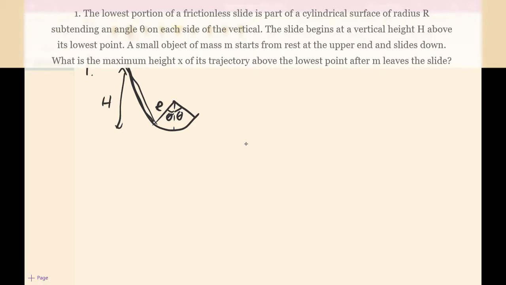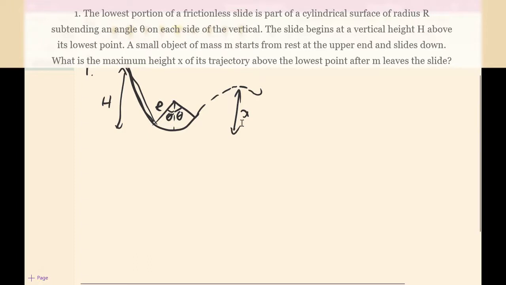First we drop a small object of mass m from rest at the upper end and let it slide down. Then we want to find the maximum height x of its trajectory above the lowest point after m leaves the slide. So then it goes here, and we want to find this x.